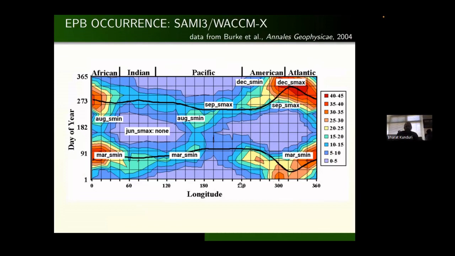This is a contour plot from Burke et al. in the early 2000s, and it's longitude versus day of year. It's their contour plot of the likelihood of seeing equatorial spread F with these bubbles. So in the Atlantic sector, the December timeframe is when you're most likely to see it.